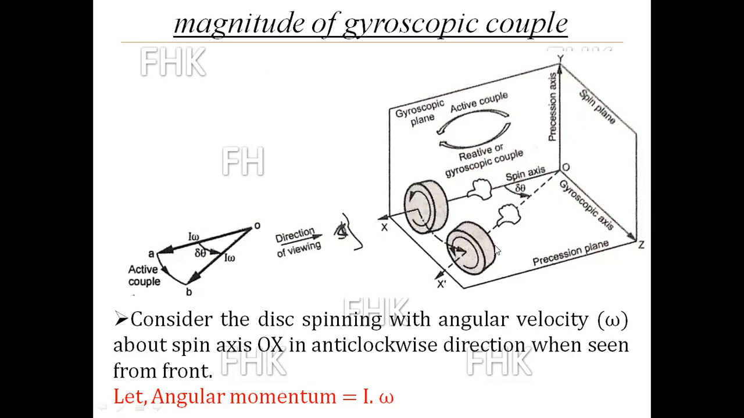At the same time, the rotor is rotating about the axis OY through a distance of rotation delta theta. That delta theta you can see from the top view, and the plane in which you can see that rotation about OY of a spinning body is called the precession plane, which is perpendicular to the spin plane. Spin plane and precession plane are perpendicular to each other.